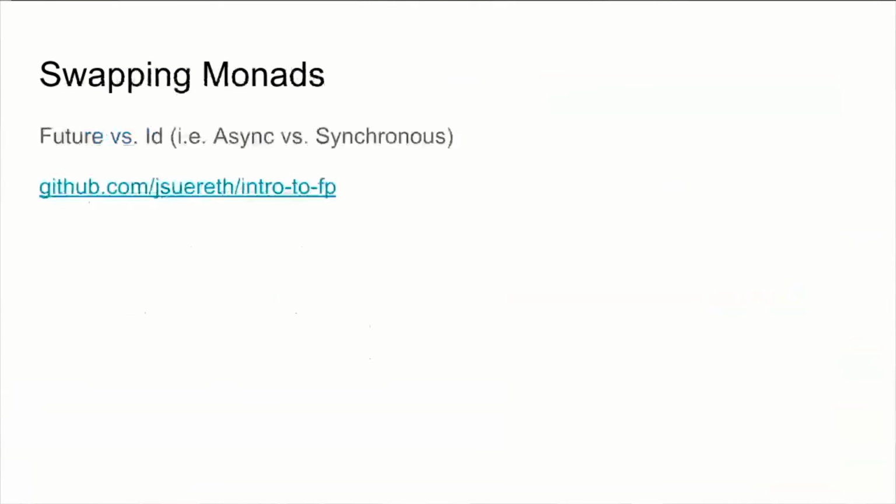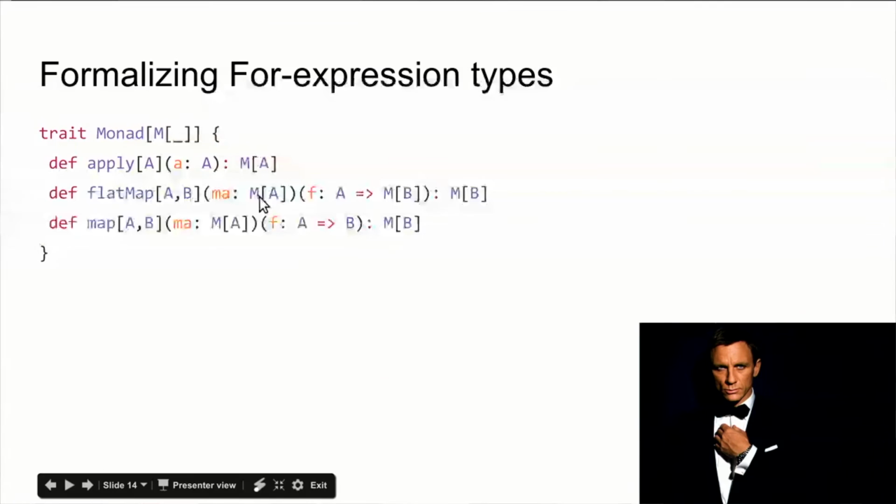And you can see the reason for this. If we go back to here, if we start with an option, pretty much the only place that we can go to is an option. And the flat map requires the same M. It has to be another option. Okay, start with a future. This type signature is only going to be satisfied by another future. This is the reason you can't mix these things.